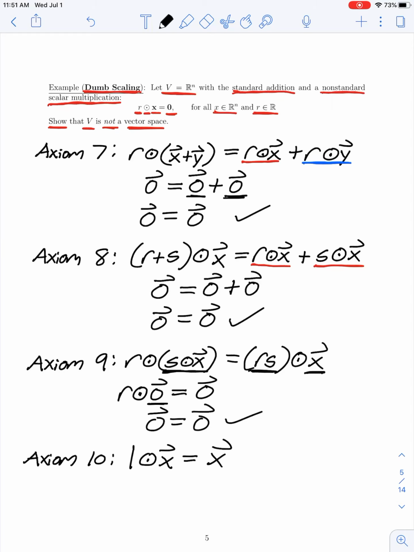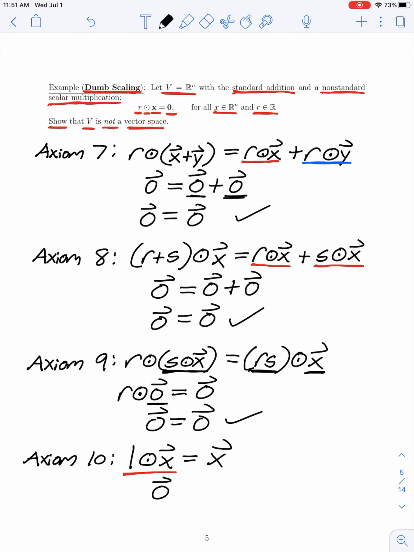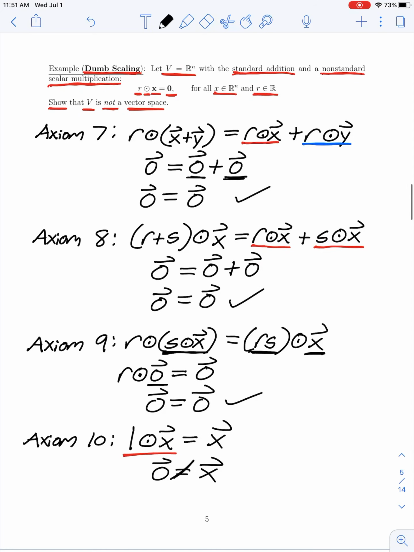Now on our left-hand side, using this dumb scaling, where regardless of what our scalar and our vector are, we define the product to be the 0 vector. We have 0 is equal to x, but that does not hold for every vector x. For axiom 10 to hold, 1 times x must equal x for every vector x. We see here that would only hold true if x were the 0 vector.